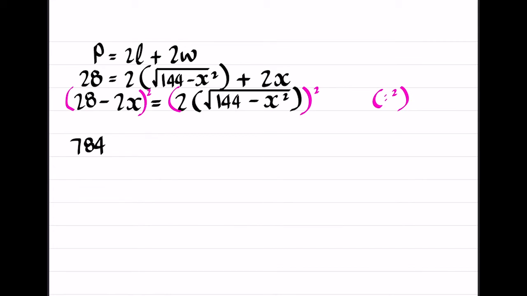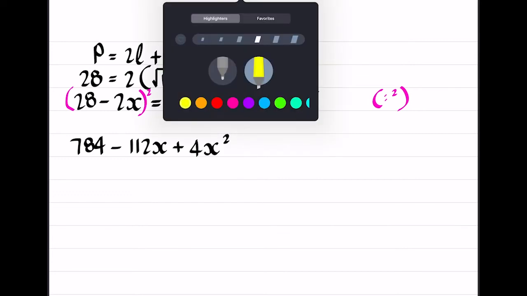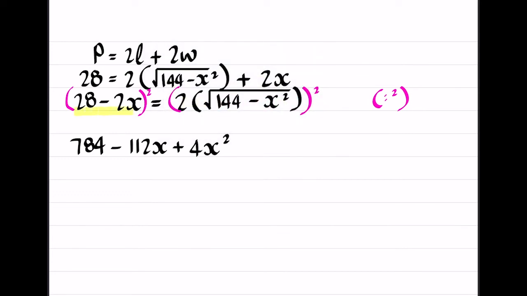Then I multiply together and double. 28 times 2 doubled is negative 112x. Minus 2x all squared becomes positive 4x squared. So what I've done is I have taken this binomial and I've created this trinomial.